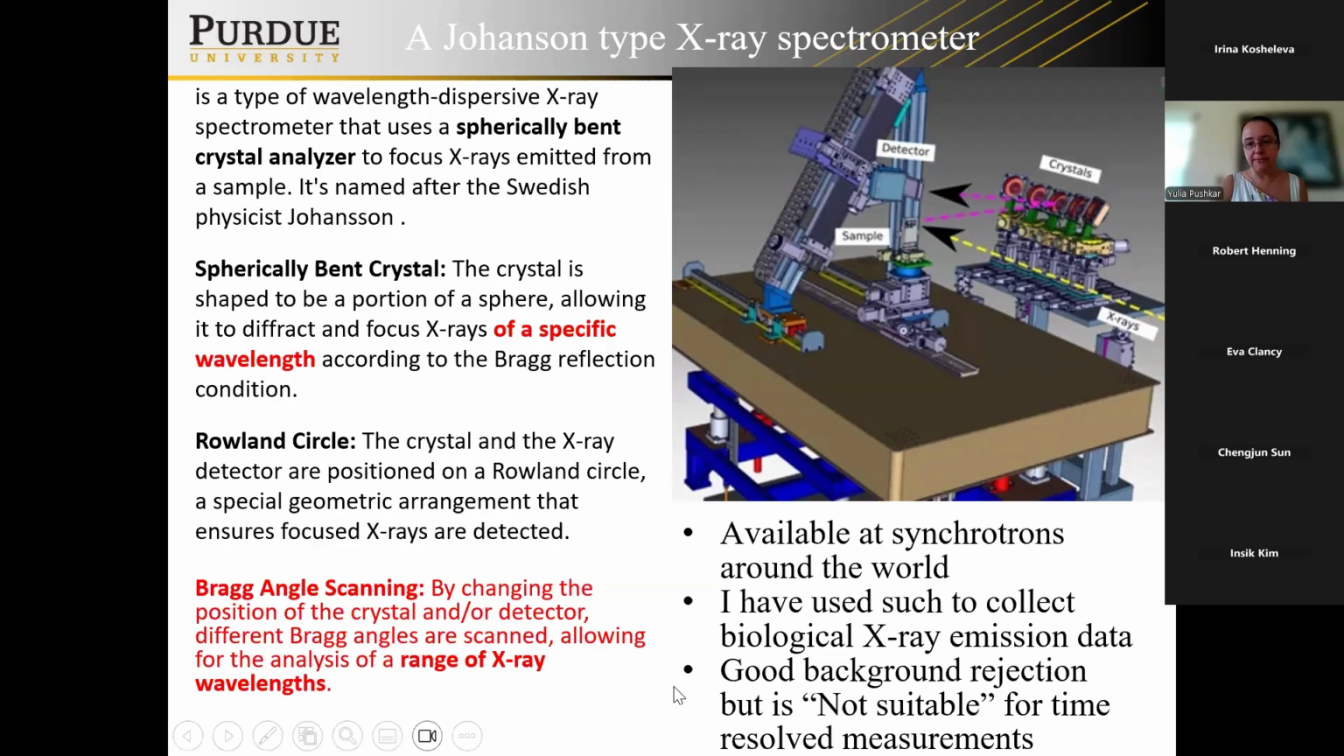Let's see the summary. Available at synchrotrons around the world. I will show you examples. Things are available, and things can potentially be brought to a given beamline, but it's very, very painful. It's a very long setup time.